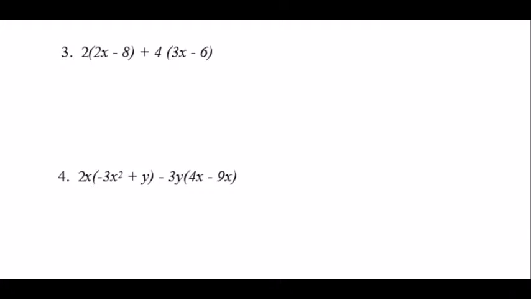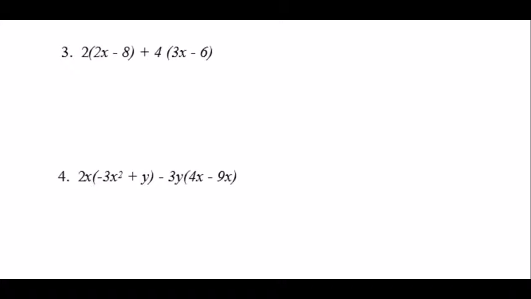So now what we're going to do is a compound problem that uses both of the same rules that we used before, but this time we have 2 separate parts that we're going to bring together. So now you'll notice in this first part we have 2 times 2x minus 8, and then we have plus 4 times 3x minus 6.